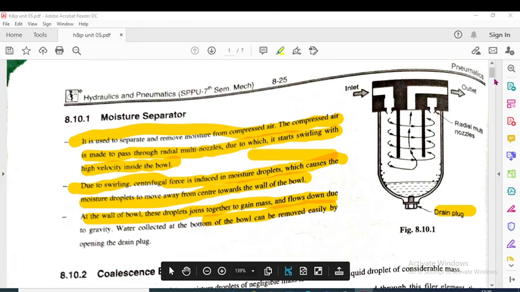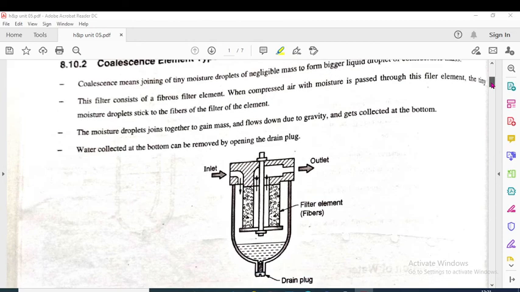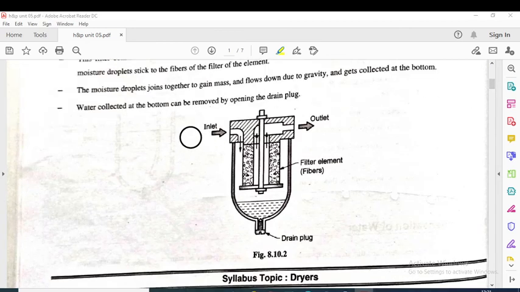So the next concept is the coalescing element type filter. What is this coalescing element type filter? Here we are going to remove the water particles through the process of coalescence. Coalescence is the process of joining tiny moisture droplets of negligible mass to form a bigger liquid droplet of considerable mass. Here you can see when the air comes in from this direction, it goes downward, and when it passes through the filter element, it moves in the upward direction.